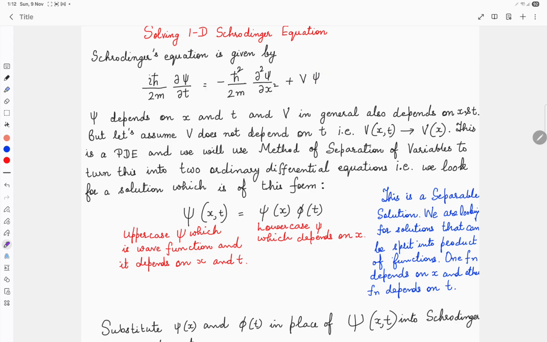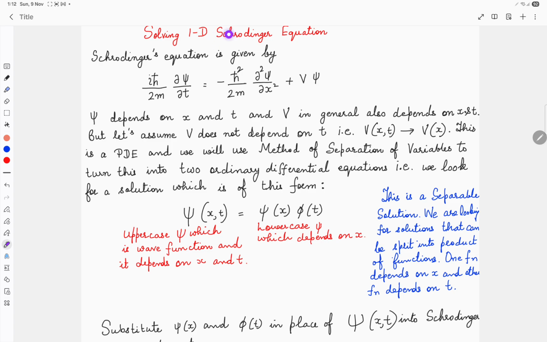Now psi here is the wave function and psi depends on x and t. Now V in general also depends on x and t, right? V is the potential energy, psi is the wave function. Now this is the double derivative of the wave function with respect to position squared, and this is the time derivative of the wave function. That's how the relationship is explained in the Schrodinger's equation.